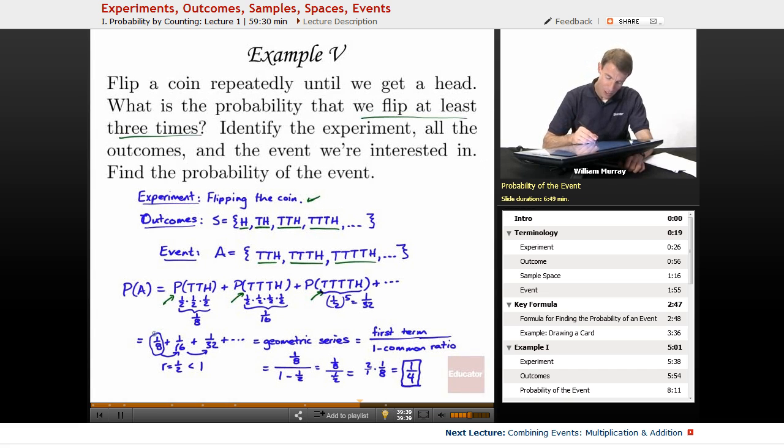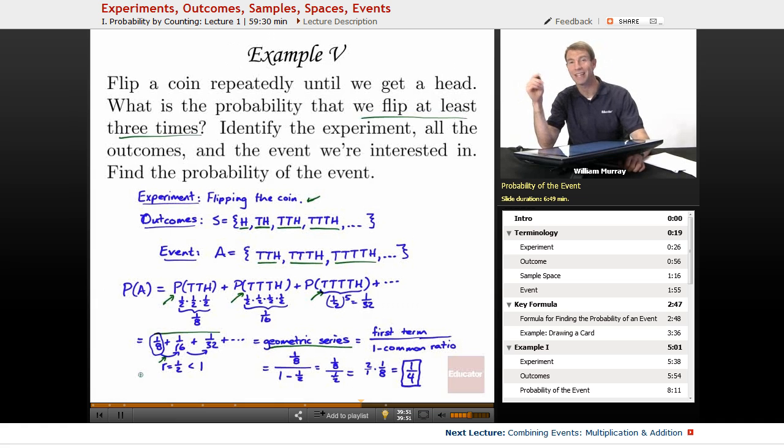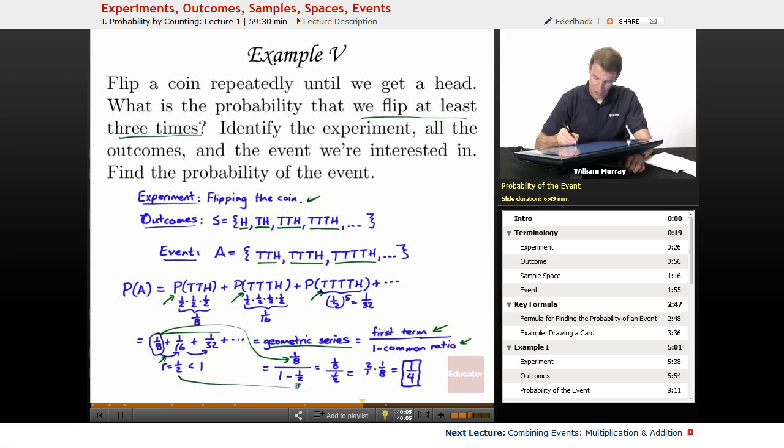Adding all those up, we notice that we get a geometric series, and our common ratio, what we're multiplying by each time, is 1/2. Now you have to remember the sum of a geometric series, which we learned back in Calculus 2, is the first term in the series divided by 1 minus the common ratio. That's where I got 1/8, that first term. The common ratio is that 1/2. 1/8 over 1 minus 1/2 simplifies down to 1/4, which is my probability.